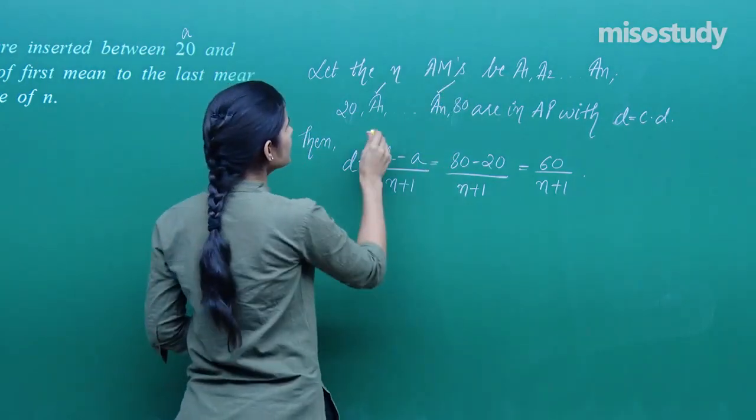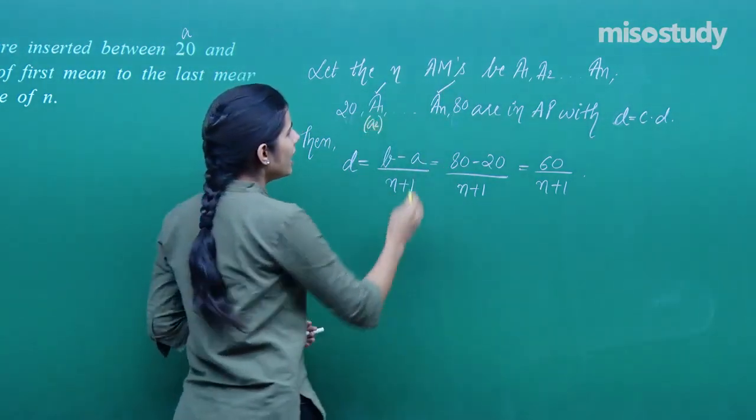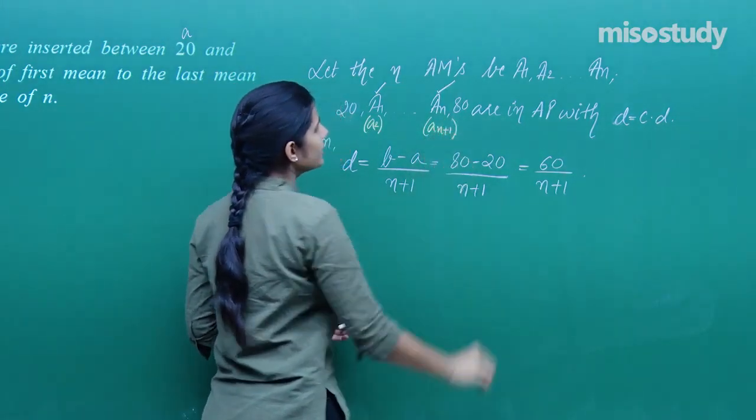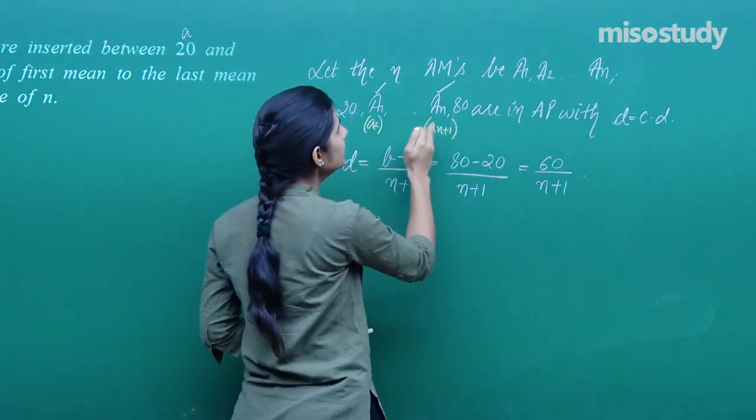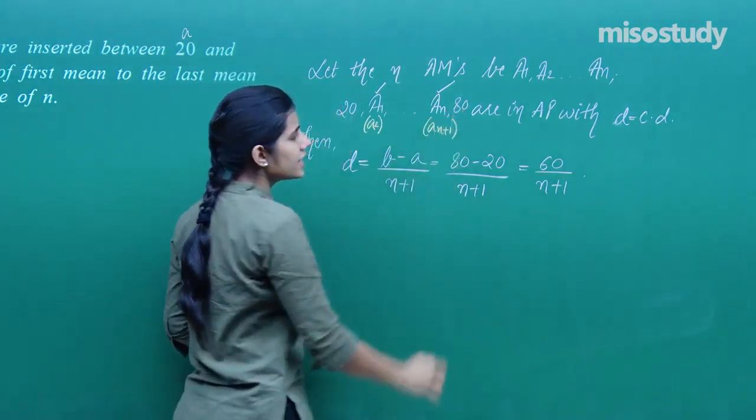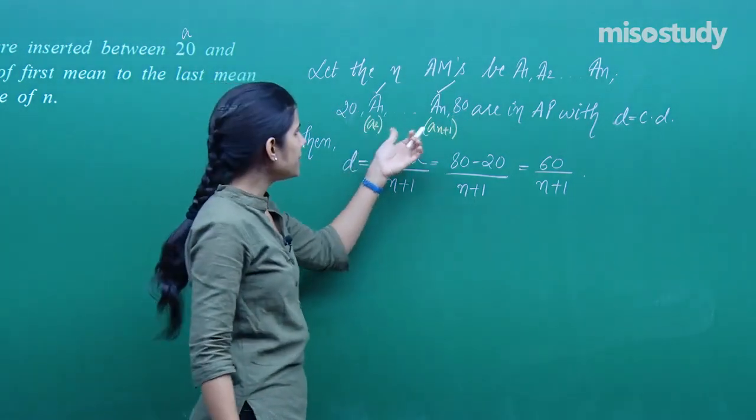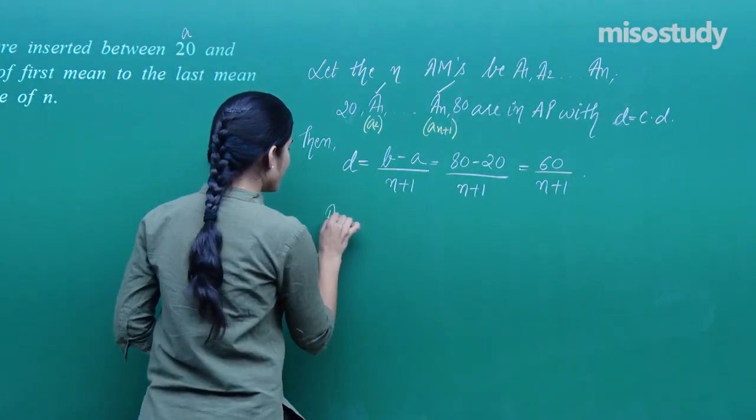Please understand, the first mean actually is the second term of this AP and this is the n plus 1th term of this AP. This is the first term, then the second term and so on. This is the n plus 1th term, this is the n plus 2th term. So the first mean is the second term of this AP and the nth mean is the n plus 1th term of this AP.